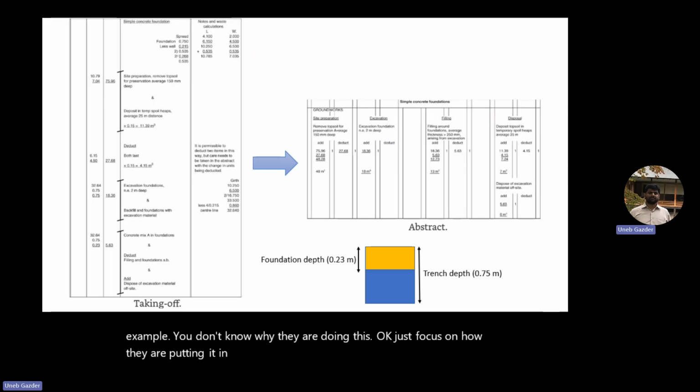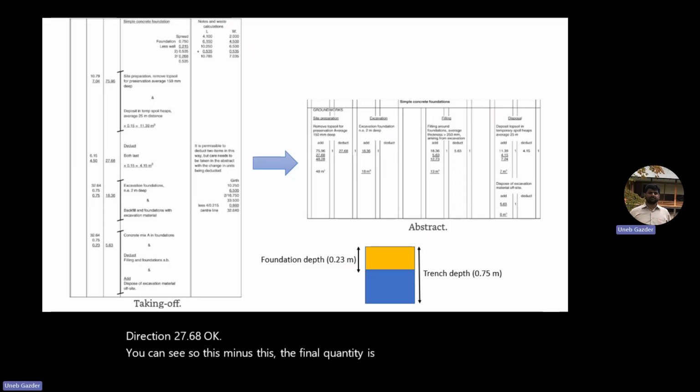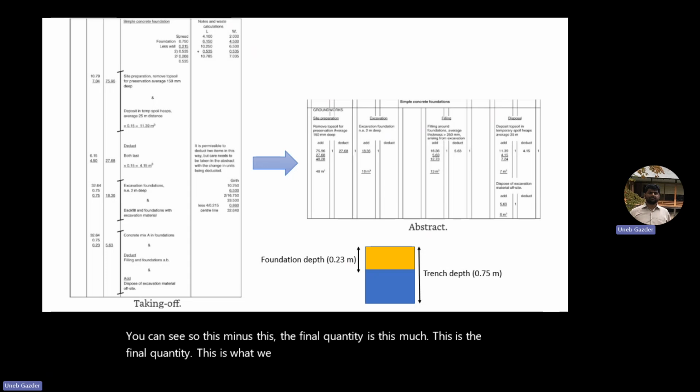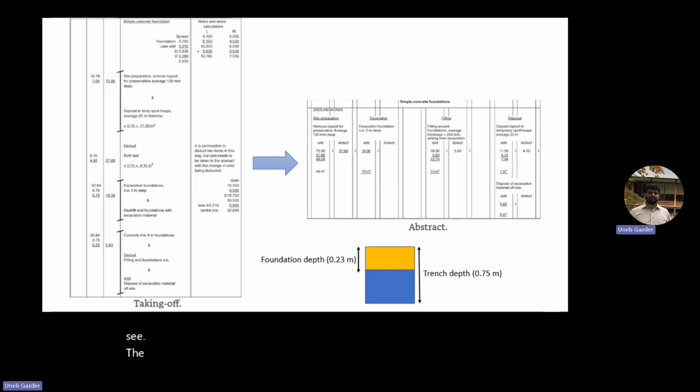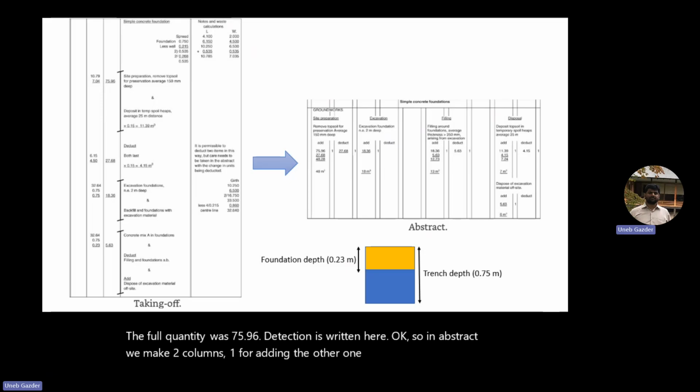Now pay attention here. 75.96, deduction 27.68. You can see this minus this. The final quantity is this much. This is what we need to keep in mind. Here you can see the full quantity was 75.96, and the deduction is written here. So in the abstract, we make two columns: one for adding, the other for deduction. And in the adding column, you will show the final quantity as well.